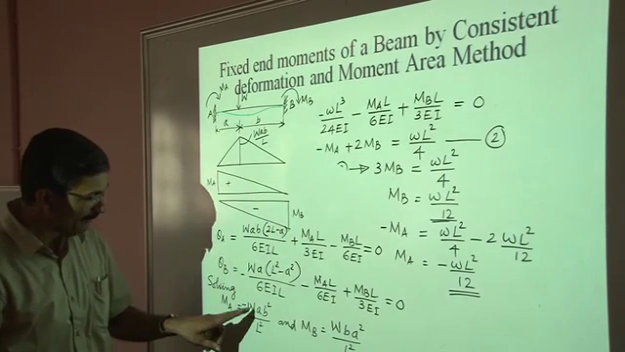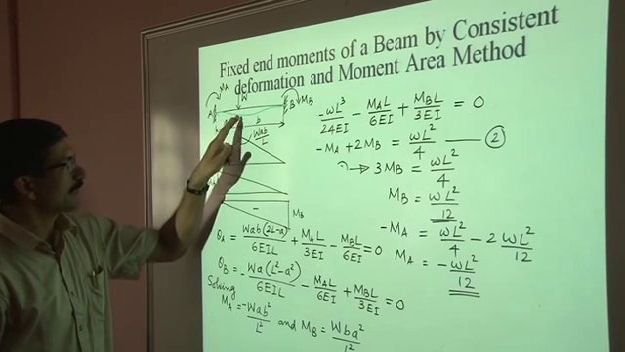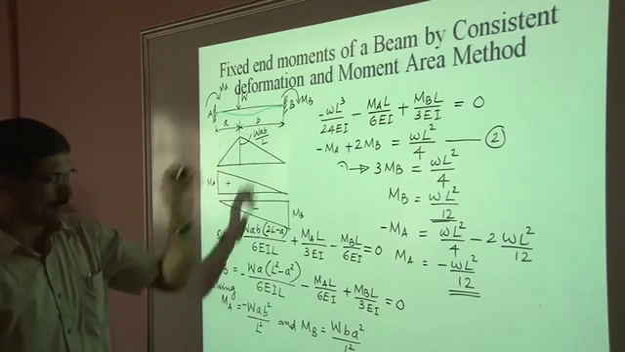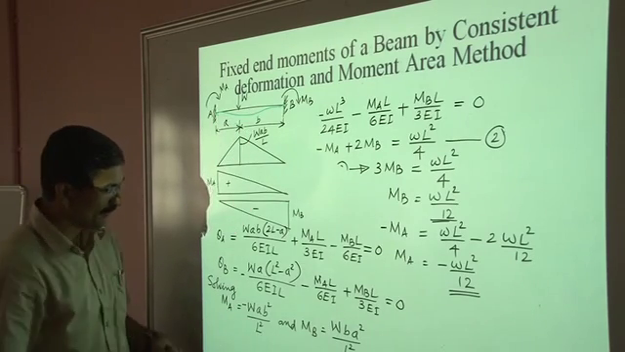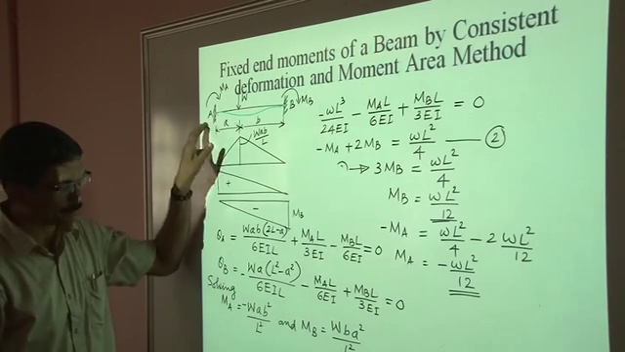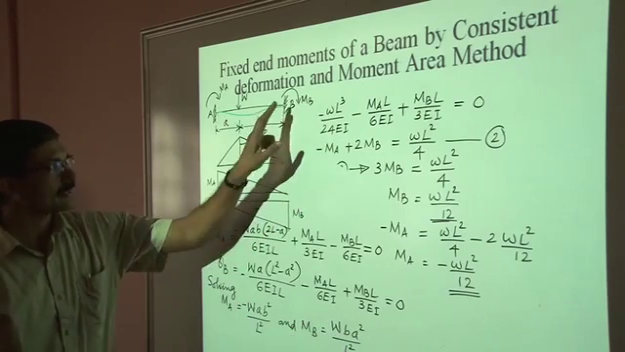And remember, we have A is equal to the distance between end A and this load, and B is equal to that between the load and the other end B. So these are the fixed moments. We have an anti-clockwise moment equal to W A B square by L square at the left end, and clockwise moment is equal to W B A square by L square at the right end.